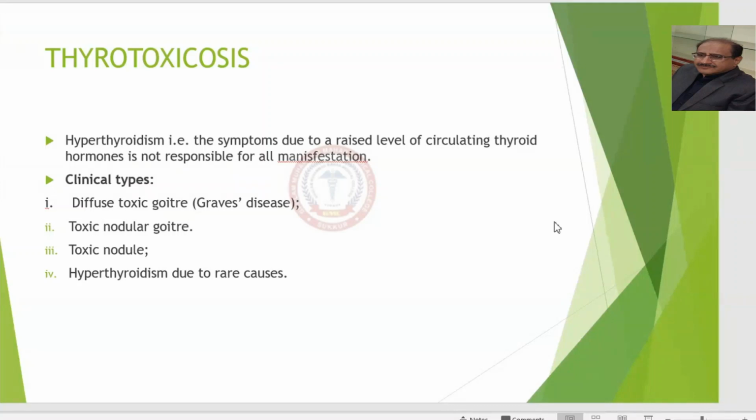While in Graves' disease, the whole of the gland is involved, diffusely enlarged, and toxic. The third type is toxic nodular, meaning only a single nodule is present in the thyroid gland, which is toxic, hyperactive, secreting a high level of thyroid hormones, while the rest of the thyroid gland is functioning normally. The fourth type is hyperthyroidism due to any other causes.